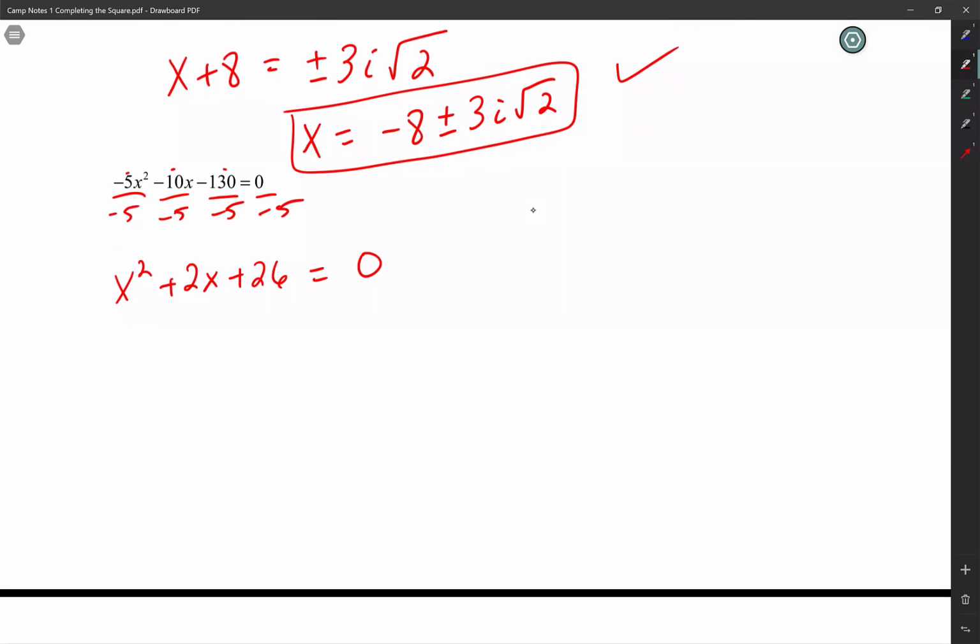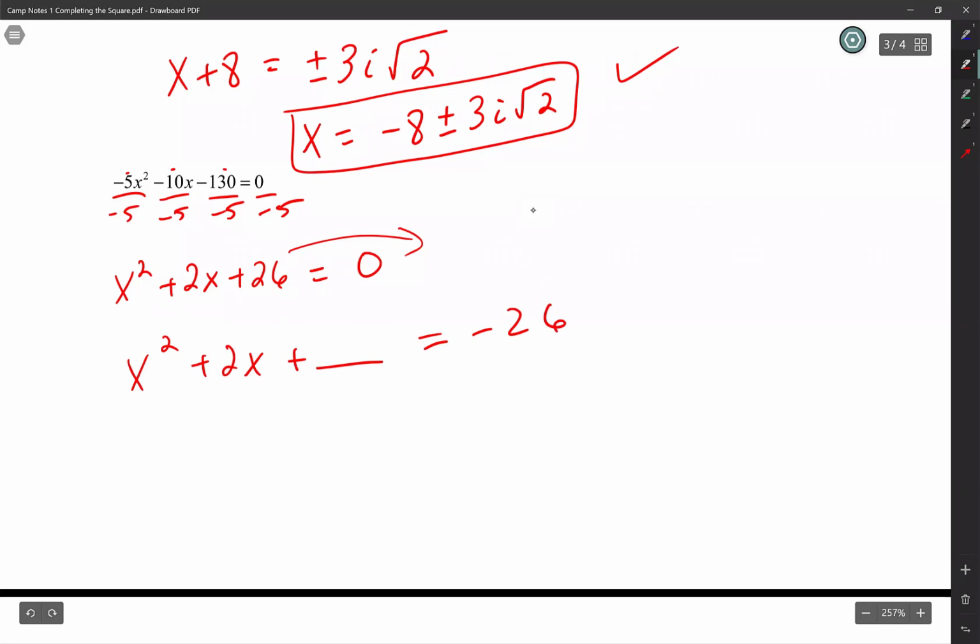So now that we have that, move the 26 to the right. So x squared plus 2x plus some magic number equals negative 26. Divide the coefficient in front of the x by 2. So 2 divided by 2 is 1. And then square that guy. 1 squared is 1, so plus 1. Whatever you do to one side, do to the other to balance it out.